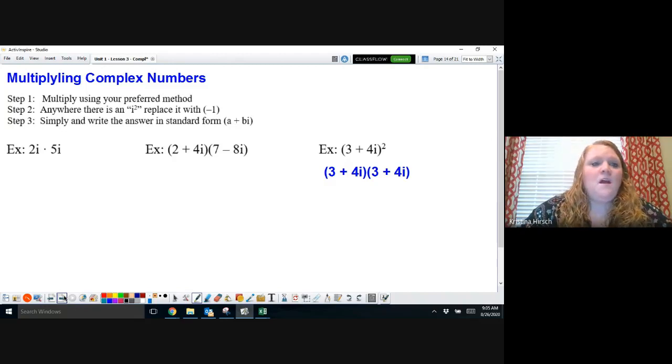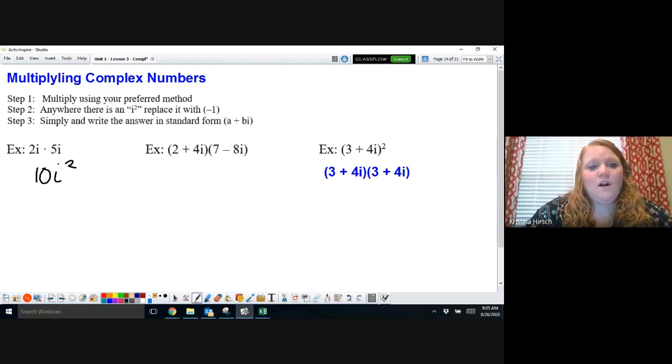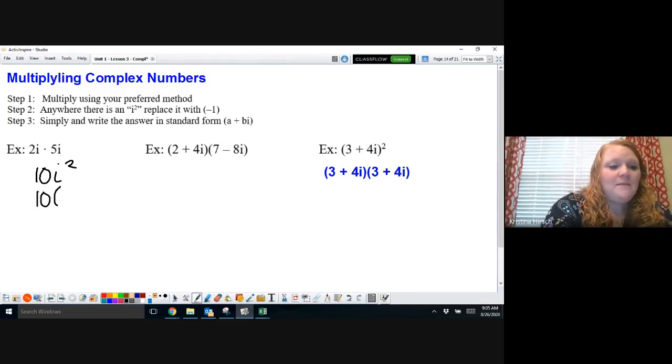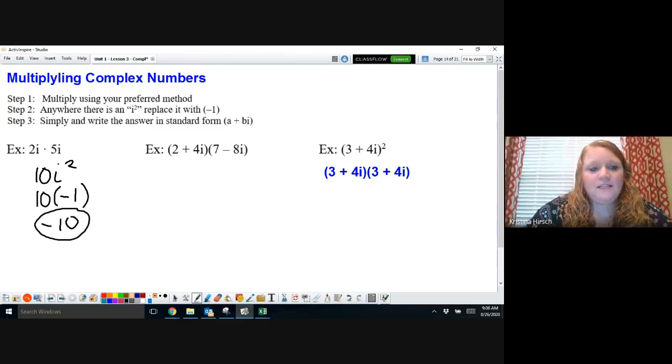All right, so the first thing you're going to do is multiply. So 2i and 5i multiply to get 10i squared. But then step 2 says anywhere that you see an i squared, you need to replace it with negative 1. So we really have 10 times a negative 1. And then when we multiply that and put it in standard form, that just gives us negative 10. There's actually no imaginary number here for this example.